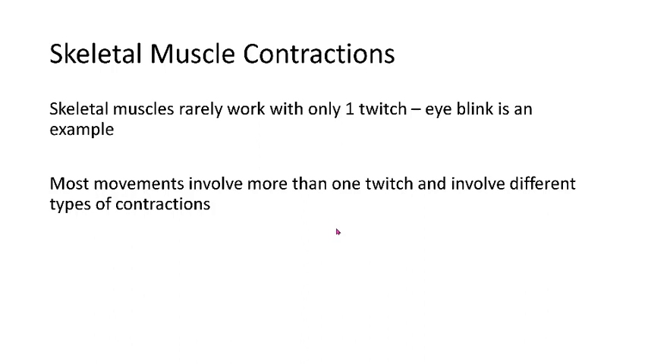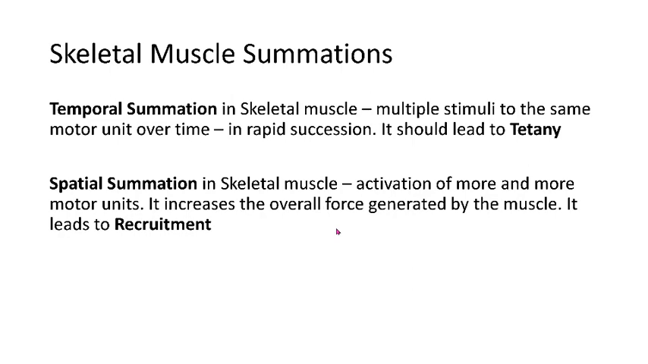An eye blink is an example of something that is one twitch. It contracts, it relaxes really fast. Most of our actions involve more than one twitch and involve different types of contractions. So there's more than one action potential happening. So we have summation in skeletal muscle, much like we had summation in neural, but it's a little different.